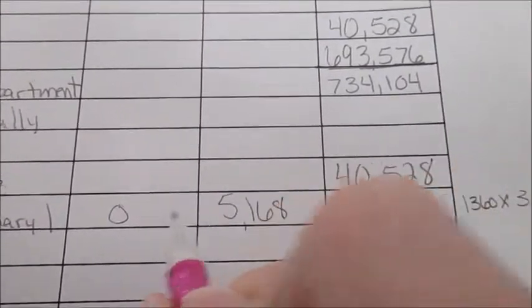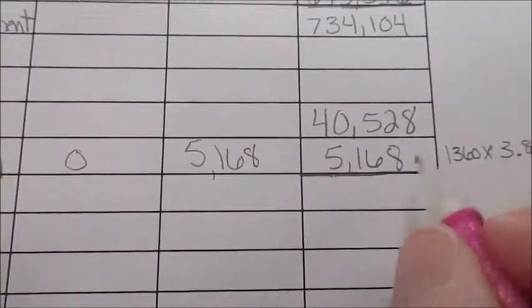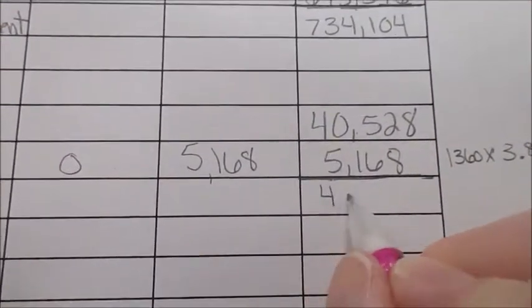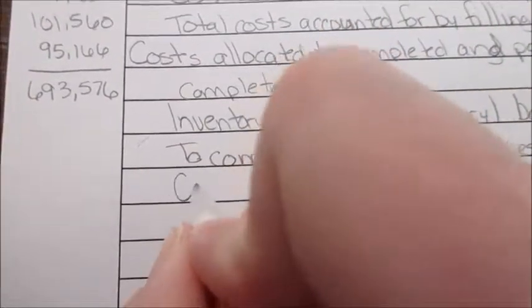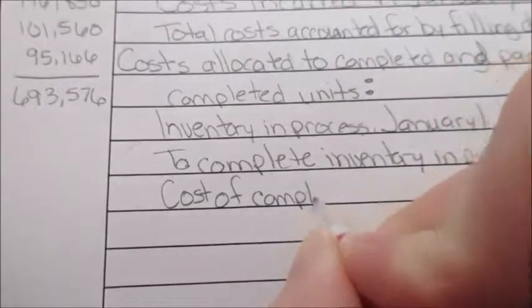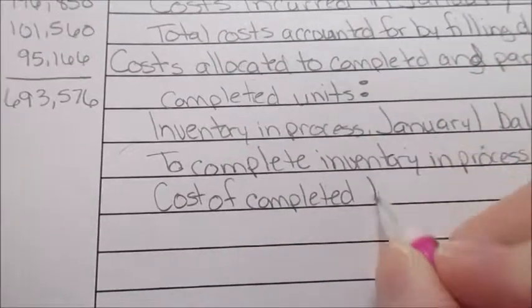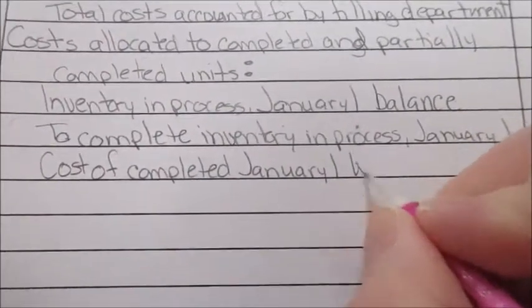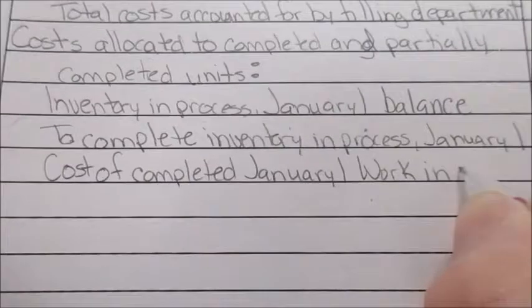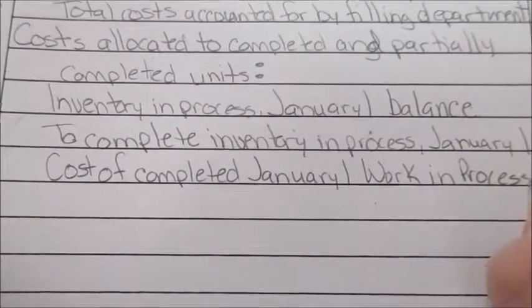Oh, that was supposed to go here. 5,168. We add these two together, we get 5,168. And then we add these two together and we get 45,696. So this tells us the cost of completed from January 1st work in process. Okay. So the cost of the completed January 1st work in process.